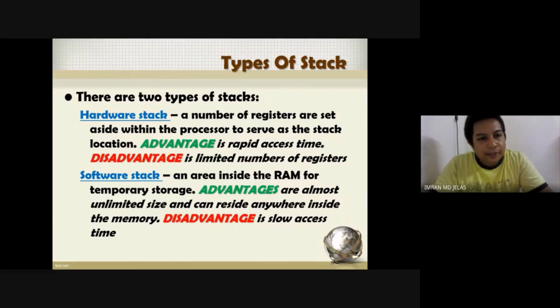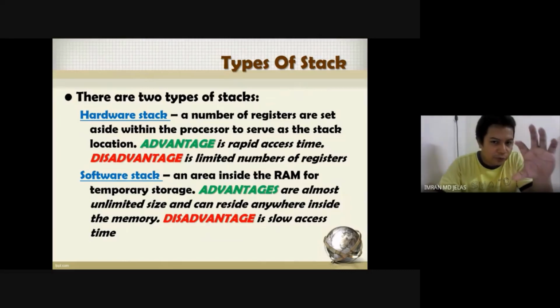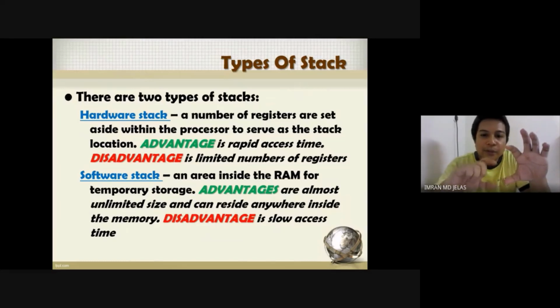So the advantage of a hardware stack is you can access it much faster, because the stack is inside the register of the CPU itself. But the disadvantage is, as we know, the CPU is small and it has a limited number of registers. So if you use the registers inside the CPU as the stack, it will reduce the number of registers that we can use inside the CPU itself.